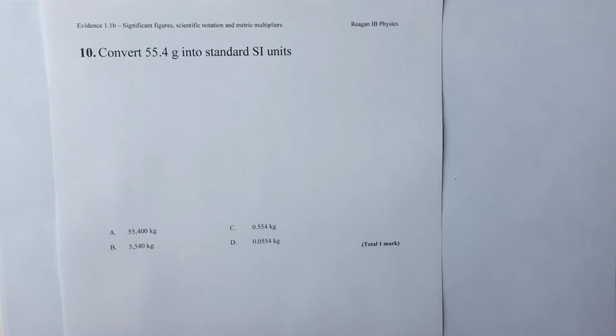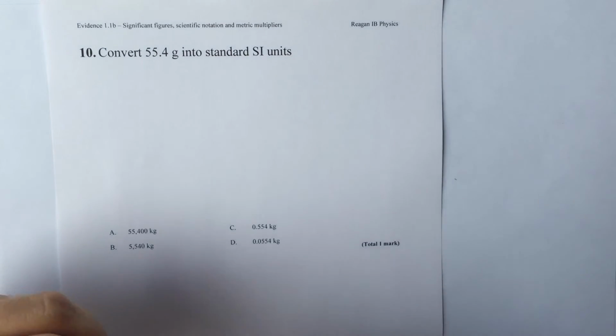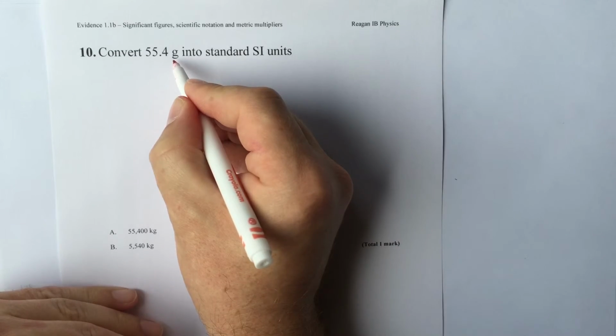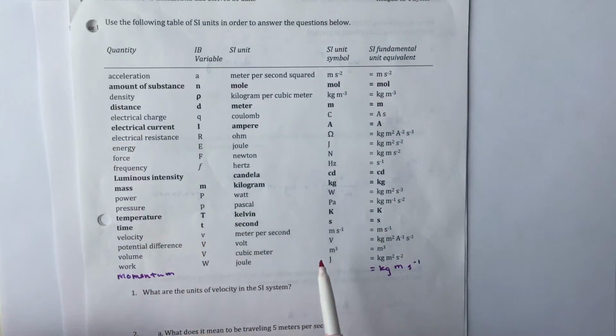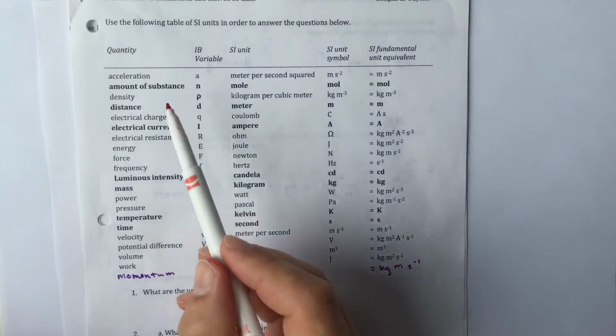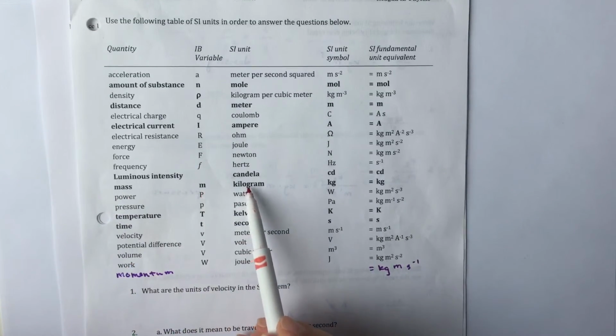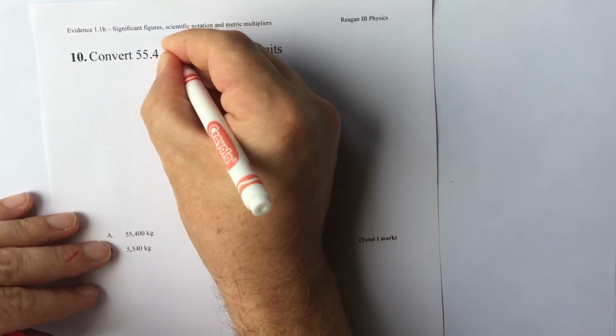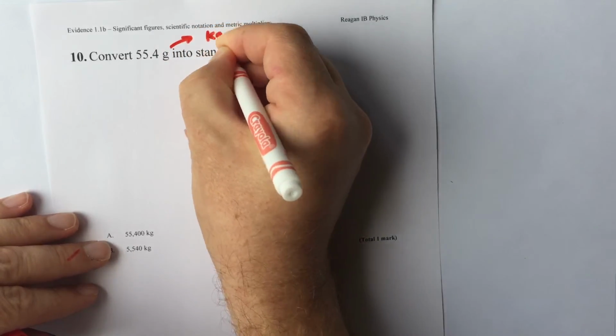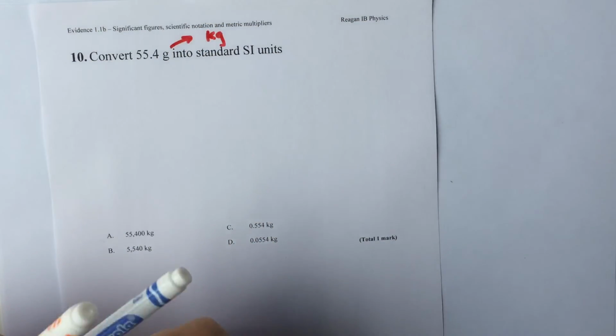All right, finally, we're converting 55.4 grams into standard SI units. Well, grams is a measure of mass, but it's not the standard SI unit for mass. This is a little tricky. There's a prefix in the standard SI unit for mass. It's kind of weirdo, isn't it? So if we want to measure mass, we actually measure not in the gram, we measure in the kilogram in SI units. So we need to get that many grams converted into kilograms, and in order to do that, we need a relationship.